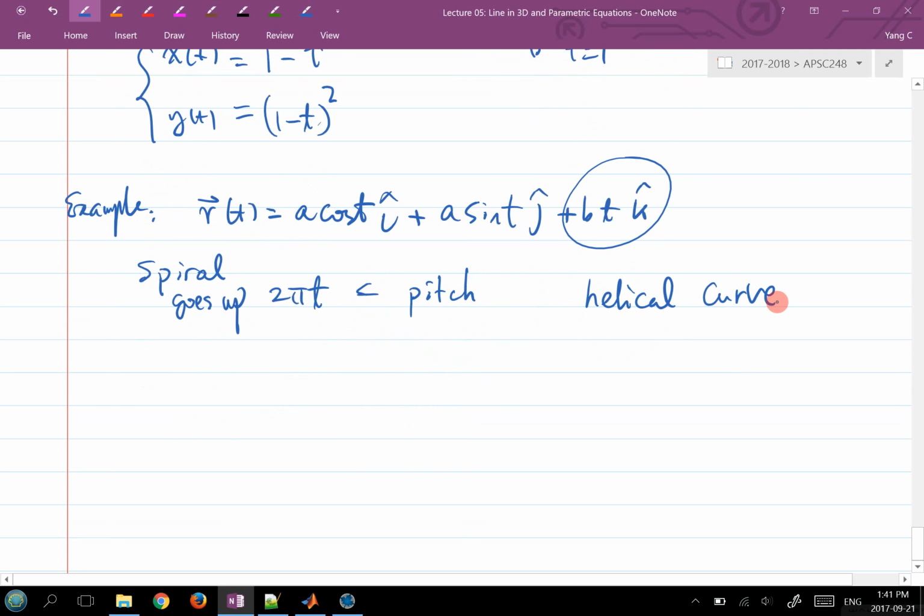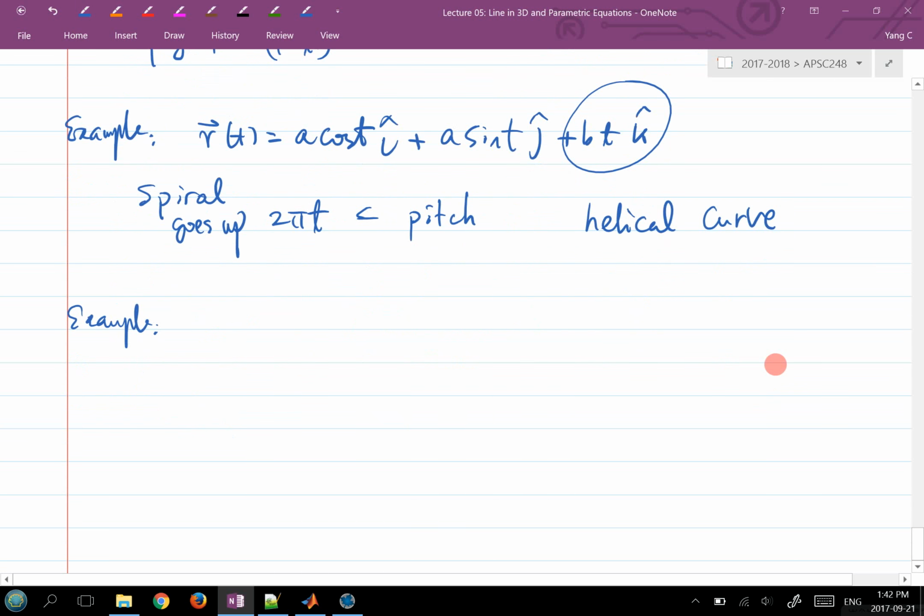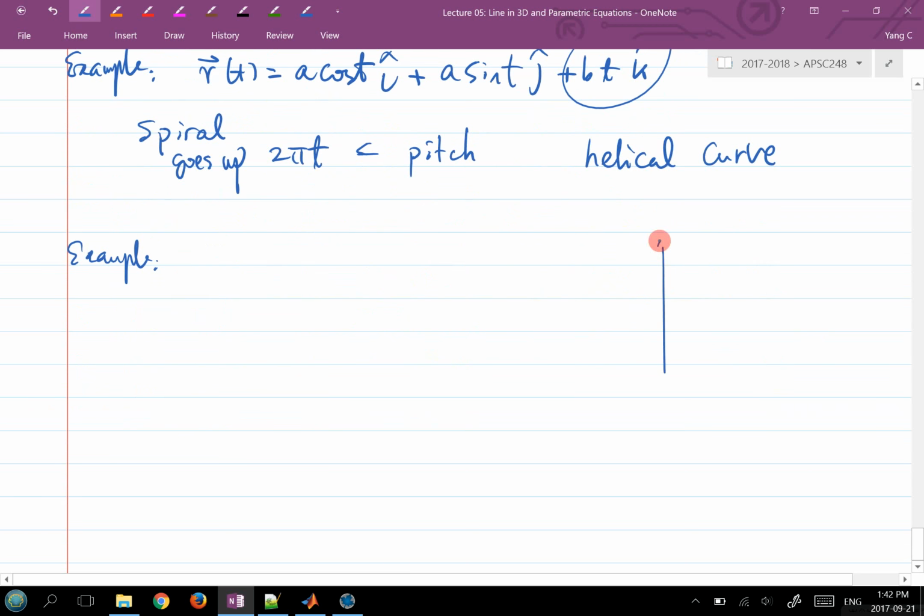So the value b here actually describes how fast it'll go up or down along this axis of rotation. Good. So see one more example here. This example is very important. I used this example some years ago as part of a midterm question.